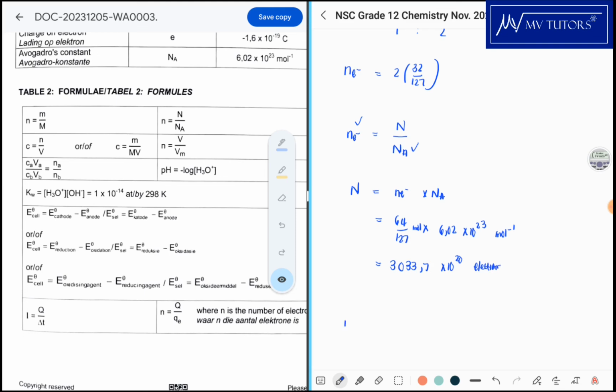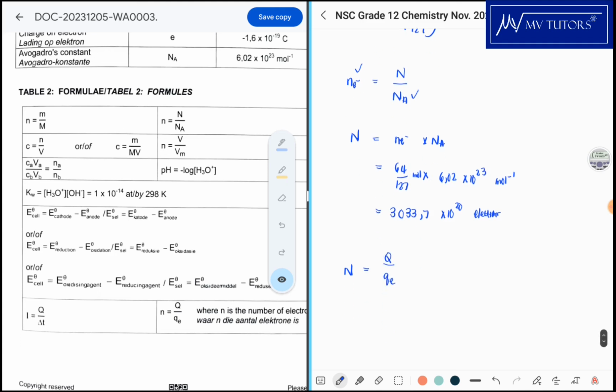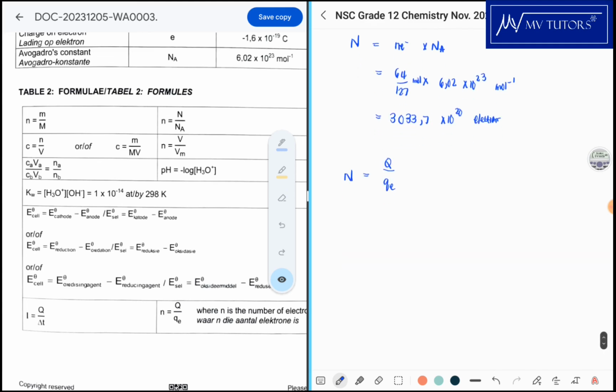Then we're going to use this number and take charge over the charge of an electron. Why am I doing all of this? The question asked for the current passing through. If you look at the equation, current equals charge over delta T, so we're looking for charge. Sorry, I should have started with this equation so that we know what we're working towards. We're trying to get the charge because we've already been given the time, which was 5 hours, I think, but we'll get back to it.